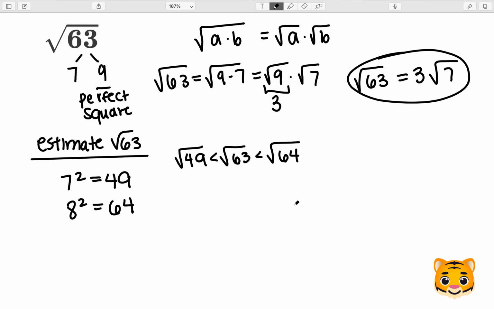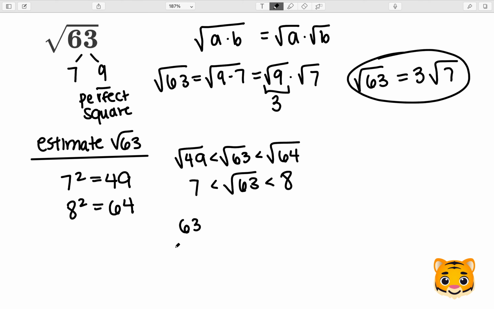Because 7 squared equals 49, the square root of 49 will be 7. And because 8 squared equals 64, the square root of 64 will be 8. In order to find the value that the square root of 63 is closest to, we can look at the difference between 63 and our perfect squares by subtracting them.